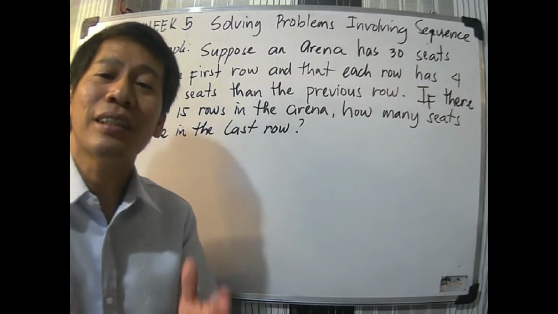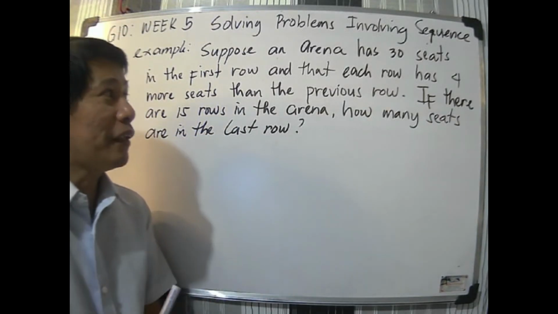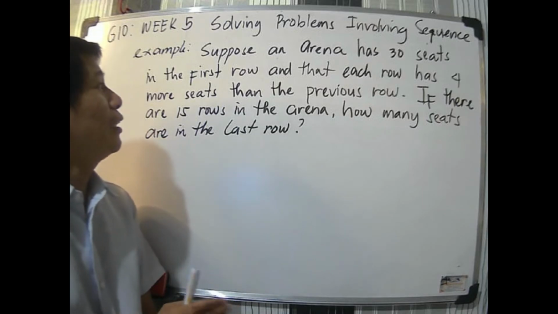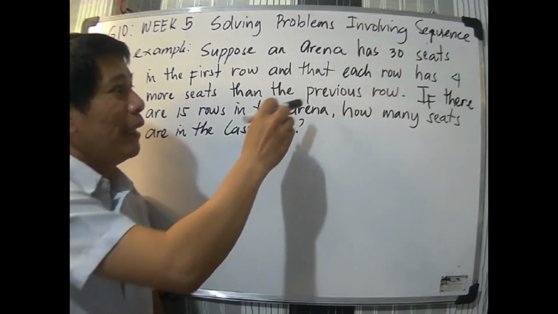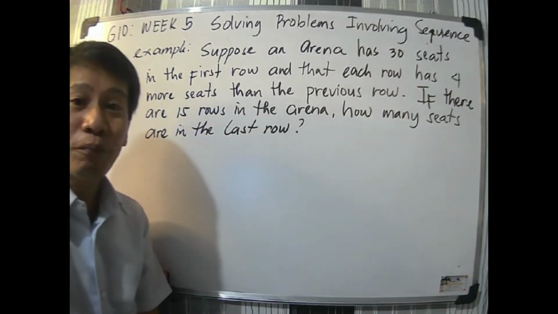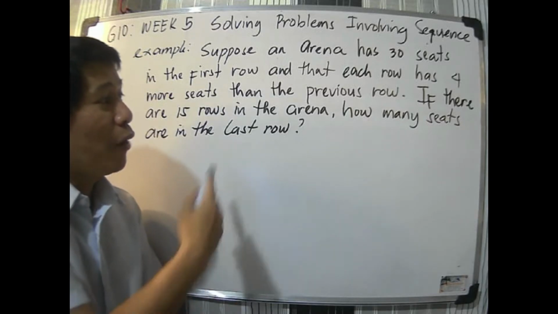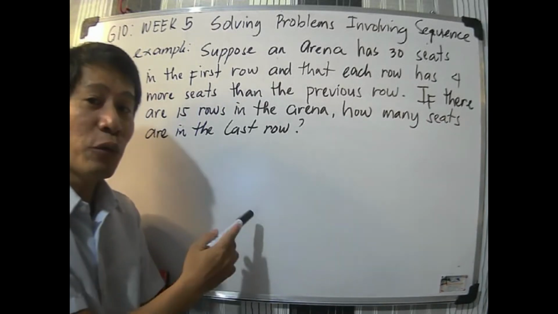Okay, let us take this example. Suppose an arena has 30 seats in the first row, and that each row has 4 more seats than the previous row. If there are 15 rows in the arena, how many seats are in the last row?